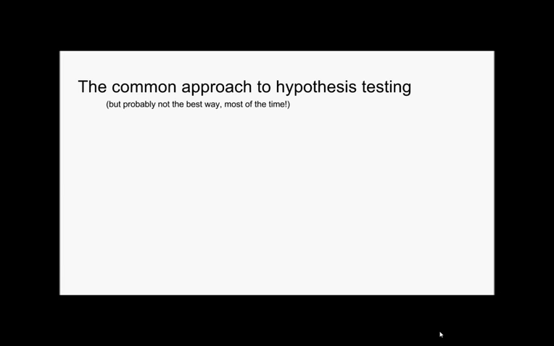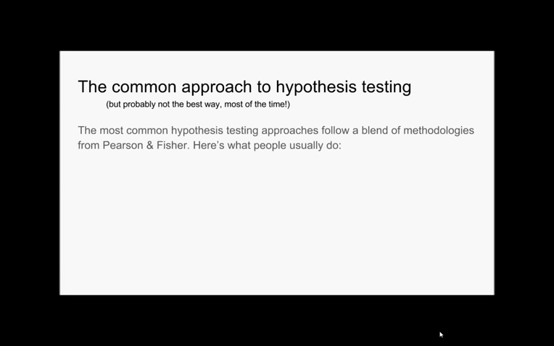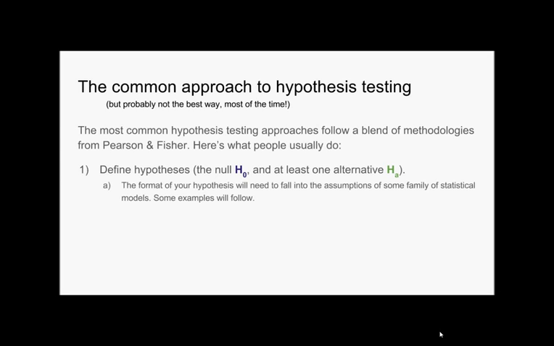So let's review. The most common approaches actually blend the methodologies of both Pearson and Fisher. And you already see that sort of in your daily paper reading, that people often say p of 0.05 is the cutoff, even though p-values aren't totally related to type 1 errors in the way that people think. So usually people define some hypotheses. They'll define a null hypothesis and probably at least one alternative. And the format of that hypothesis will fall into some assumptions of some family of statistical models. And I'll go over those in a couple of slides. And Vlad, in the next lecture, will review a bunch more different statistical models and tests.